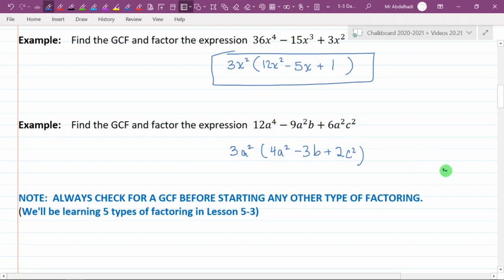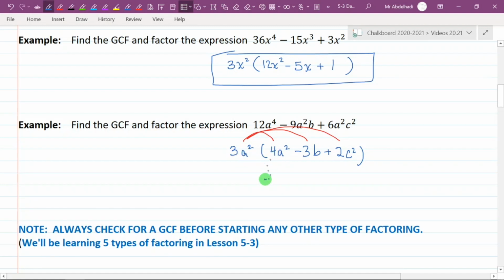And now this one's important to check if you're not used to doing this. Go ahead and distribute it. Okay, we're checking our work now. This is our answer right here, but we're going to check our work, and you really should do that. Well, 3 times 4 is 12, and a squared times a squared is a to the 4th. That one is good. 3 times negative 3 is negative 9. And a squared times b, they're different letters, so you just put them next to each other, a squared b. And then finally, 3 times 2 is 6. A squared times c is a squared c, because they're different letters. And yeah, that is correct.